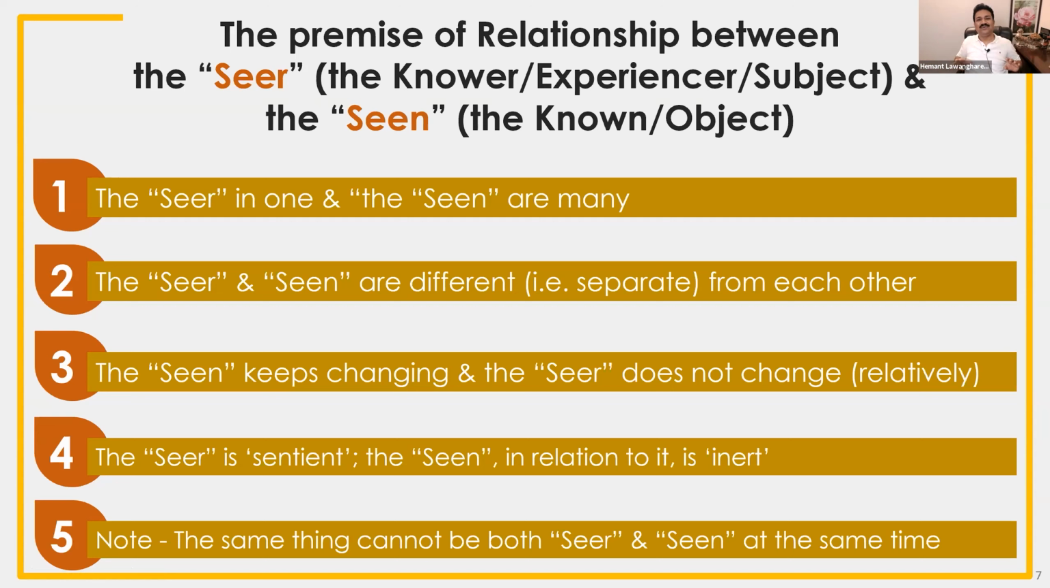Condition number 2. We have already agreed that the seer and seen are different. So I cannot be my mind. If I am the mind, I cannot see myself, right? So if I am in a position to see my mind, that means I am something different than the mind. Very simple, point number 2. Because the seer and seen are different, my consciousness and my mind are different. Very simple. Again, if someone of you in future can explain this in a more simplistic way, I will be the happiest person.